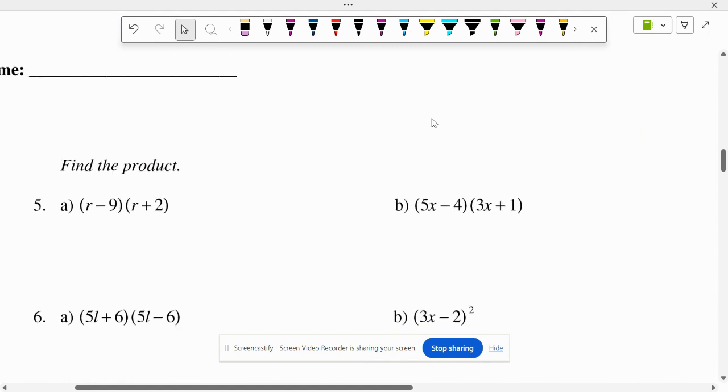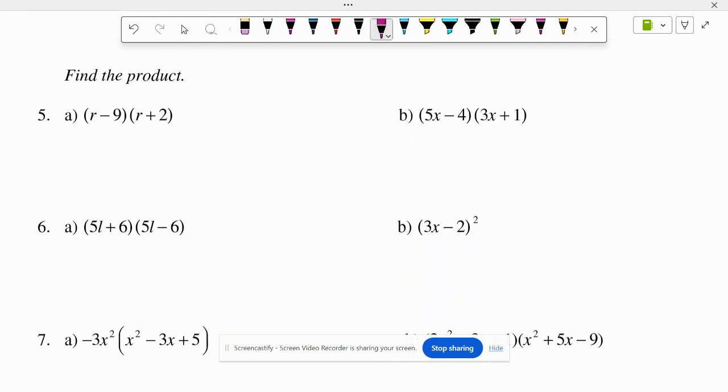Okay. So we're finding the product. I'm going to try to do back and forth. I'll do a box on one and I'll use arrows on the other one. So let's use arrows for this one. R times R, Seamus. Okay. R times a positive 2, Seamus. Yes, sir. Ashton, negative 9 times R. Negative 9 times 2.